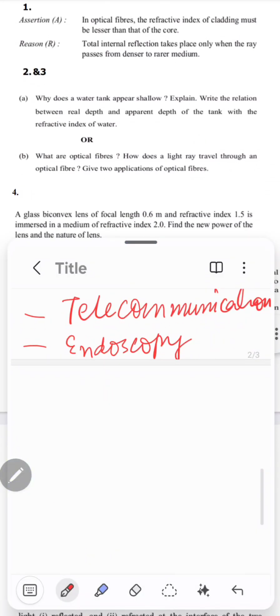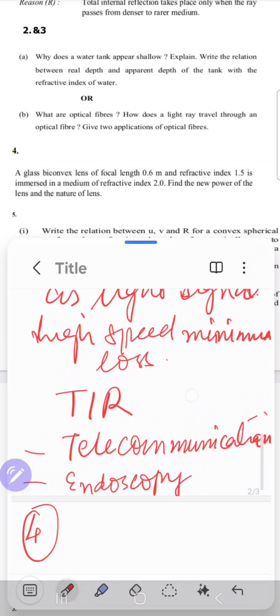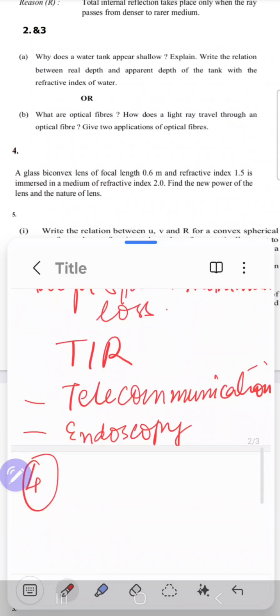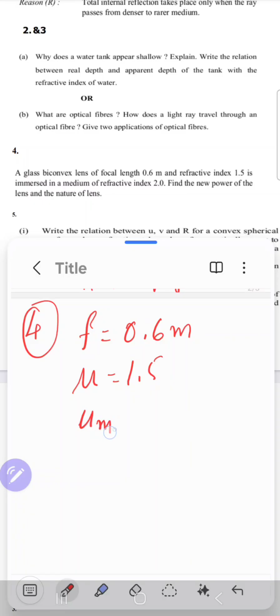Question number 4. This was question number 3. And question number 4 is: a glass biconvex lens of focal length 6.6 meter and refractive index 1.5 is immersed in a medium of refractive index 2. Find the new power of the lens and the nature of the lens.